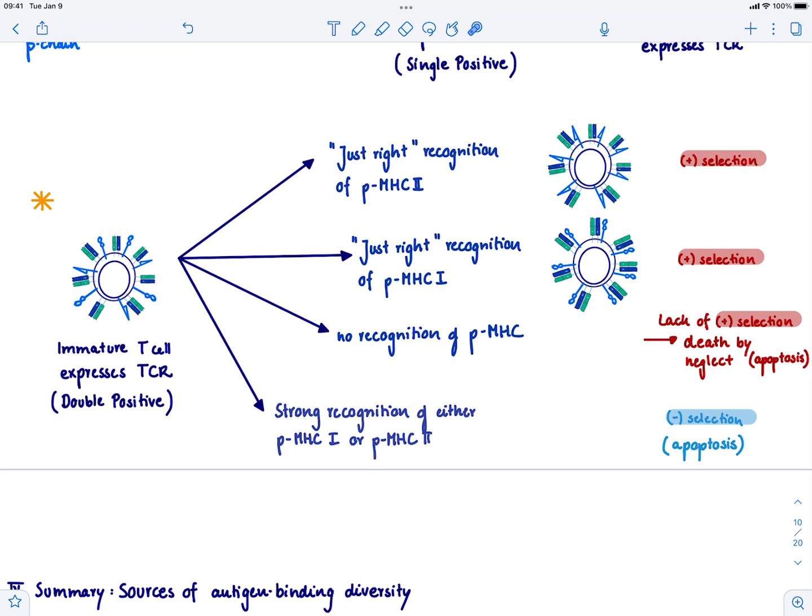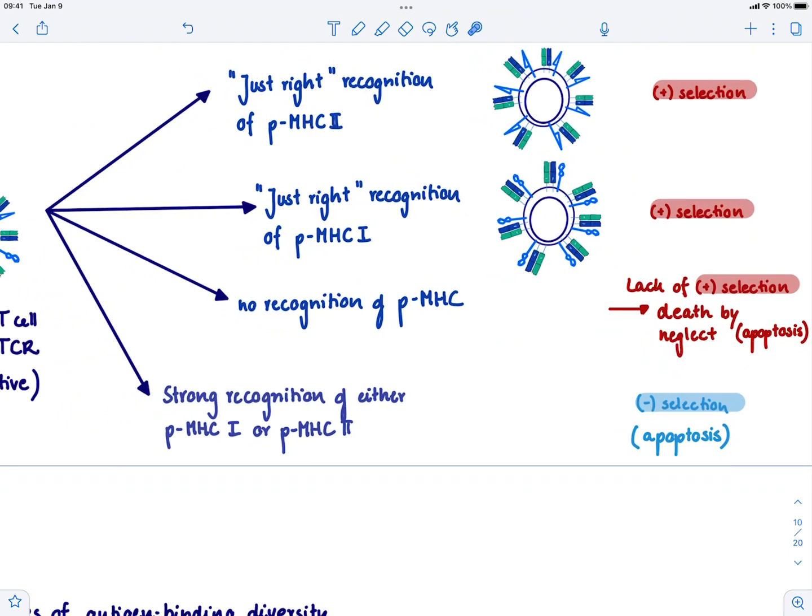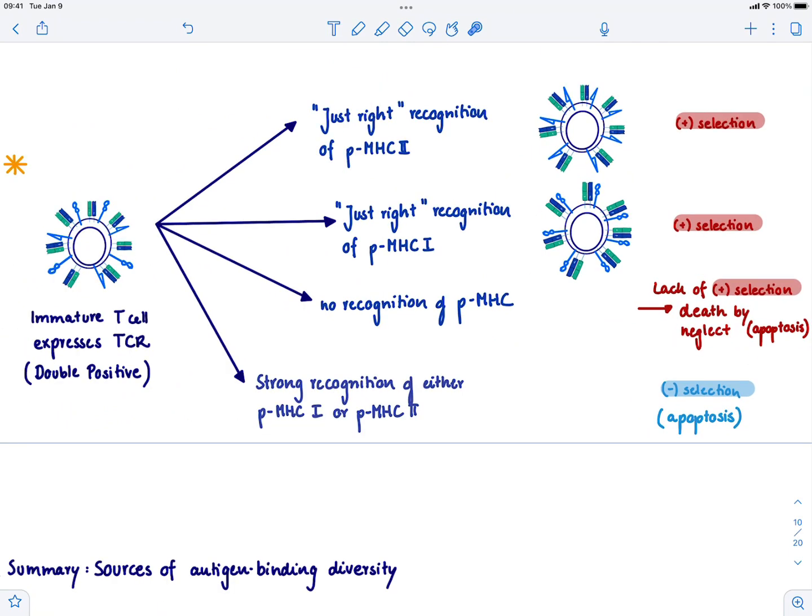So we said, well, the most important thing is, do you recognize peptide MHC? And either peptide MHC2 or peptide MHC1. And that's positive selection. So at that point, you're positively selected. You said, okay, so you're probably going to be a good T cell. So we want you. If you don't even recognize that, you have basically no idea. And that's called a lack of positive selection. And at that point, the cell is going to die by neglect. It's basically going to starve to death.